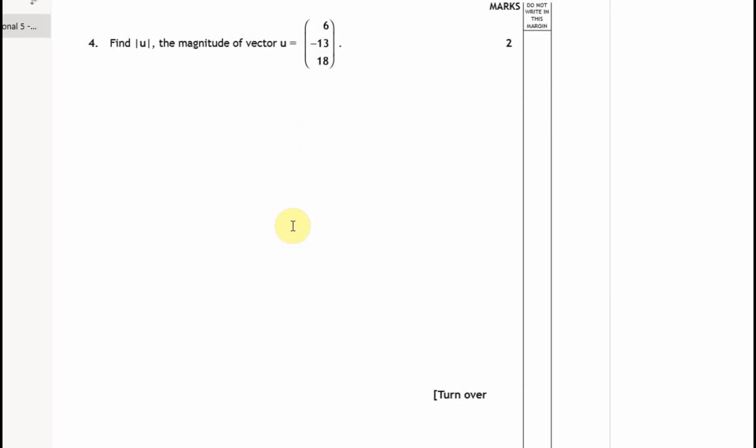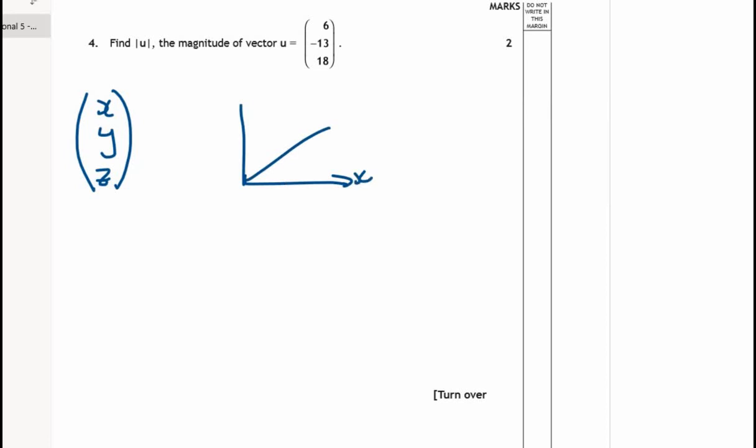Right. Vectors. Find the magnitude of vector u. Now there's a few rules with vectors. Say I've got a vector. Let's just do the x and y vector. So vectors are x, y, and z. This is what the vector effectively means, isn't it? You've got your x-axis, your y-axis, and your z-axis, and it's basically how many are we going along x, y, and z.